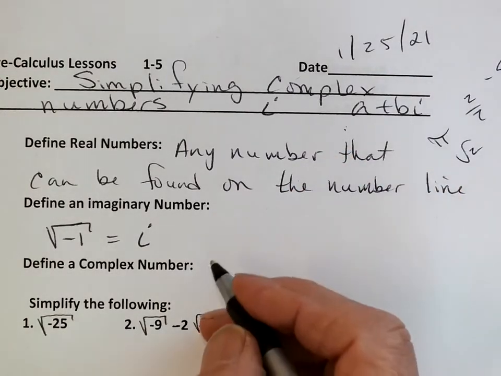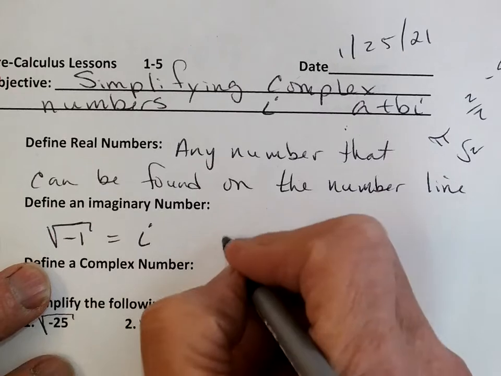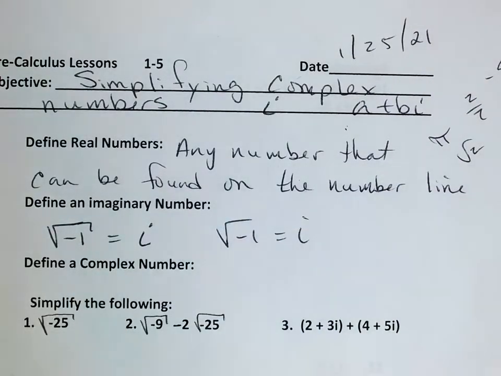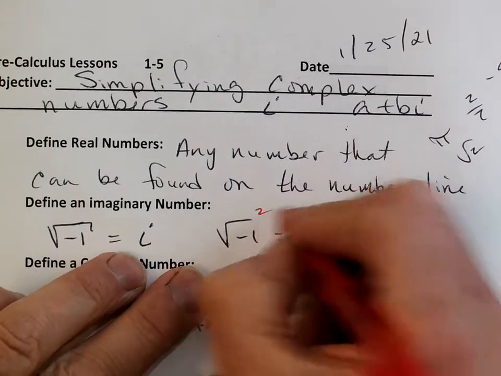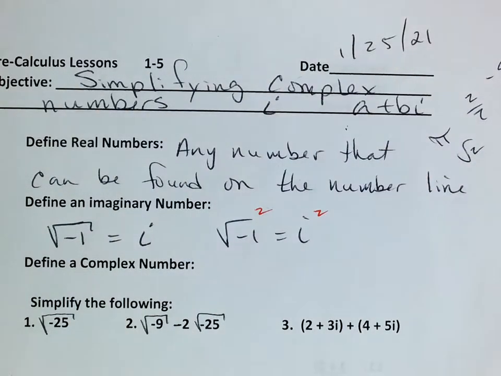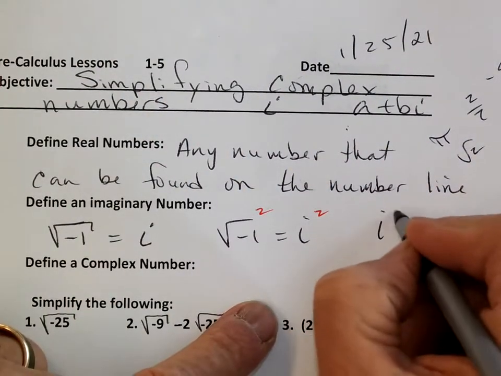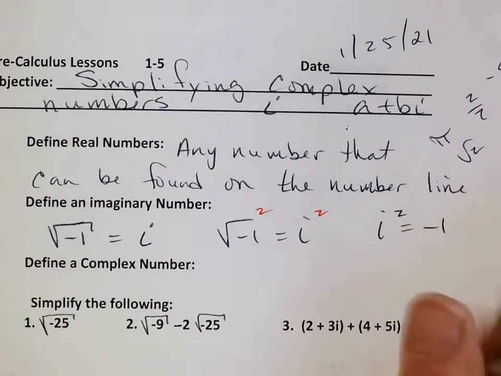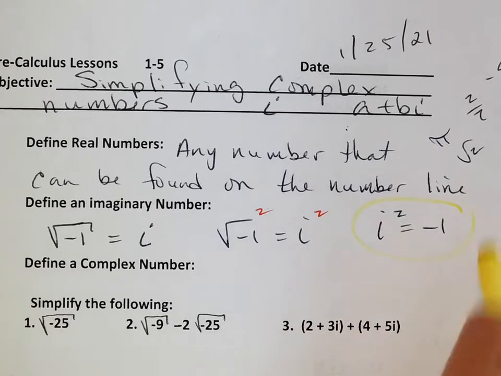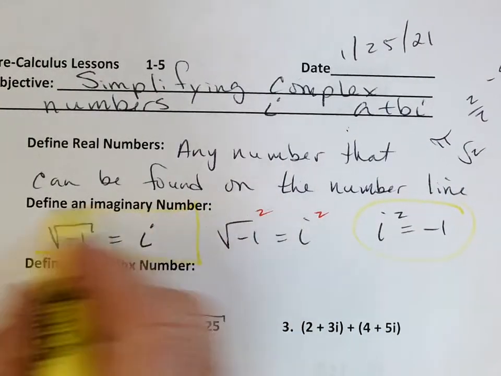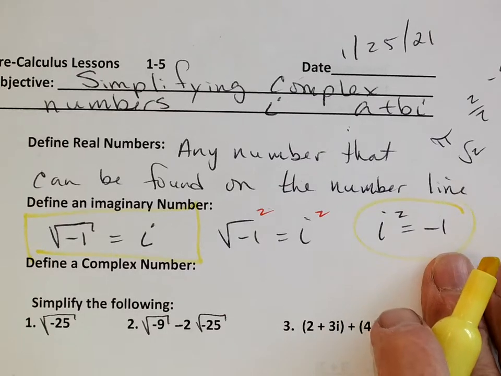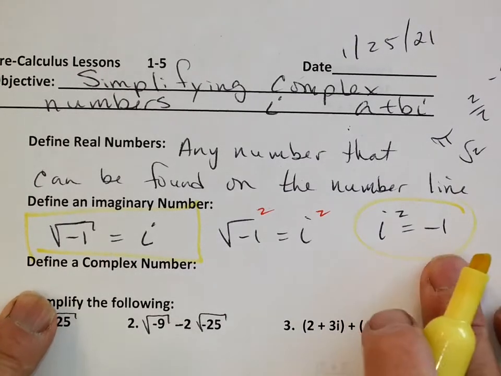Another thing that's helpful for us is if we square both sides. This will come in handy later. If we square it, then we know that i squared is equal to -1. I'm going to highlight that because it's going to come in handy later. So we go from a number that's imaginary, doesn't exist, to a real number when we square it. So i squared is -1.